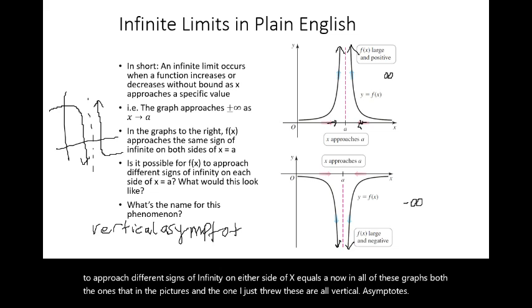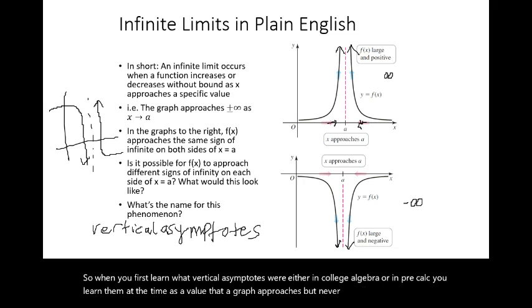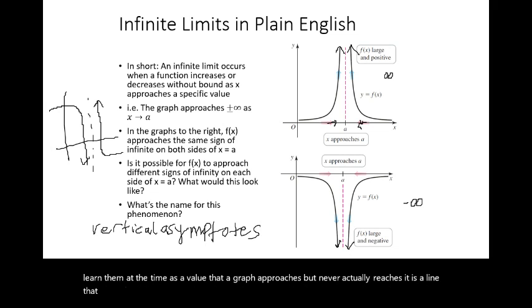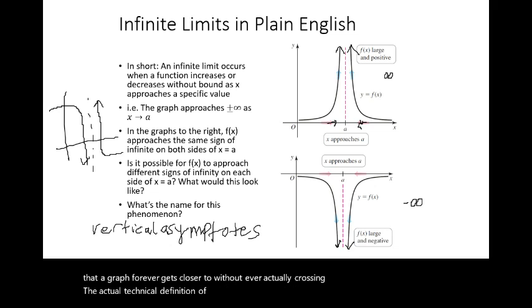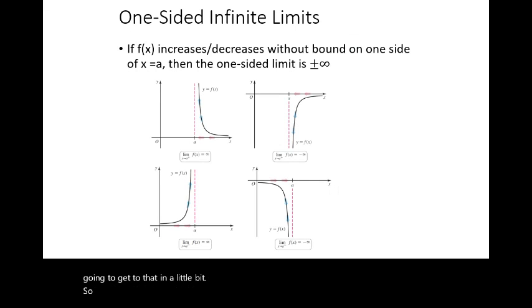So when you first learned what vertical asymptotes were, either in college algebra or in pre-calc, you learned them at the time as a value that a graph approaches but never actually reaches. It is a line that a graph forever gets closer to without ever actually crossing. The actual technical definition of vertical asymptotes involves infinite limits, and we're going to get to that in a little bit. So an infinite limit is going to occur on either side of a vertical asymptote.